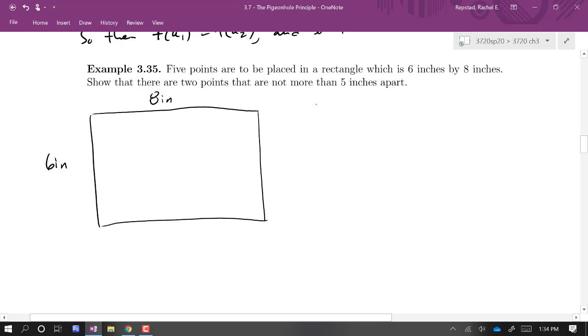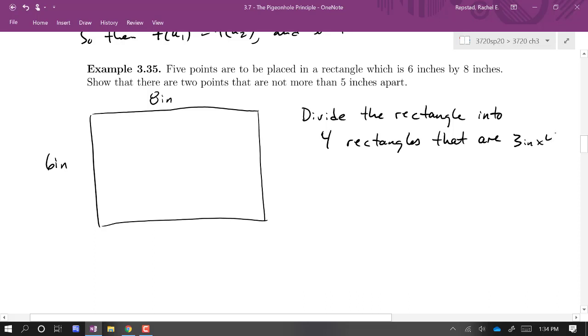And the first thing I'm going to do is divide the rectangle into quarters. And we don't just want 4 equal parts, we want to draw this out in a clever way, well, in a useful way. We're going to draw them out into 4 rectangles that are 3 inches by 4 inches. So we're drawing it out this way. So each of these rectangles is 3 by 4.